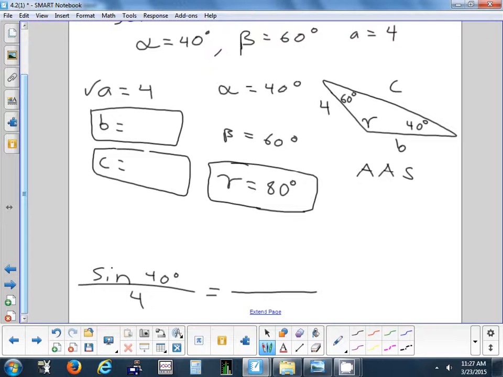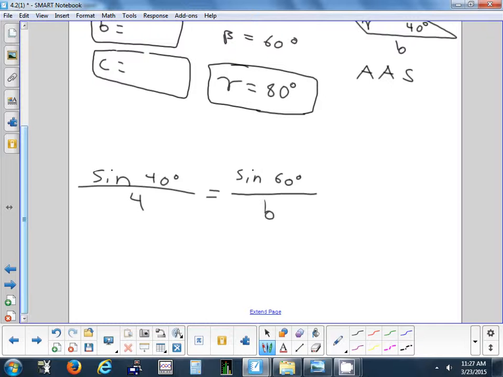Right, so Emily, what's beta in this problem? 60. So we're going to fill that in. Divide by B, we don't know. Okay, so this is a proportion. Very basic algebra 1 proportion. What's the technique you use to solve a proportion? You cross multiply.